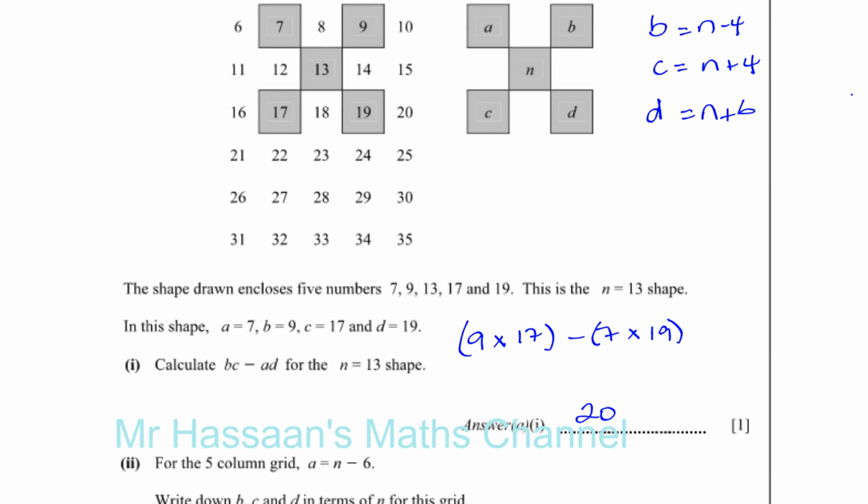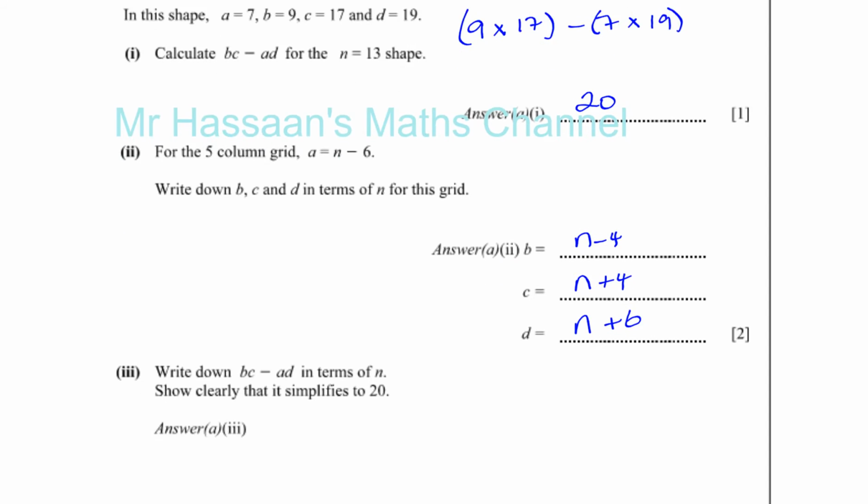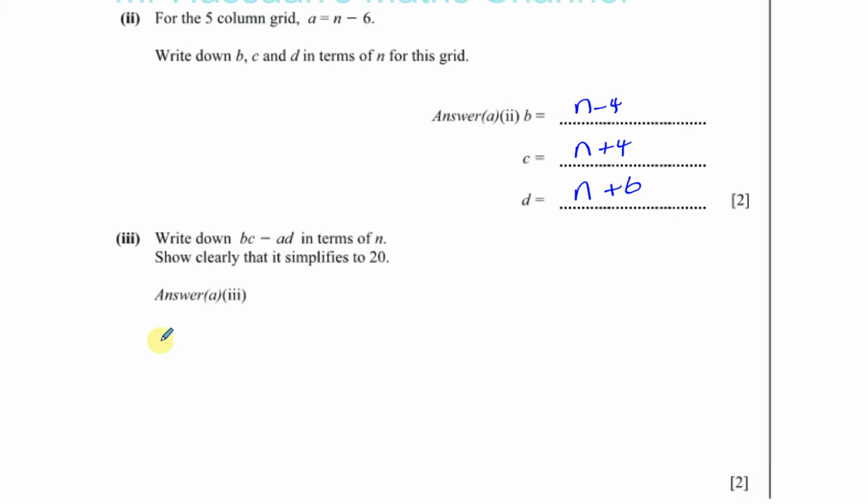Then it says write down BC minus AD in terms of n. So we've got to take these values, A, B, C, and D, and write them down in this form. So B times C is n minus 4 times n plus 4. That's B, that's C. Minus A times D, that's n minus 6 times n plus 6.